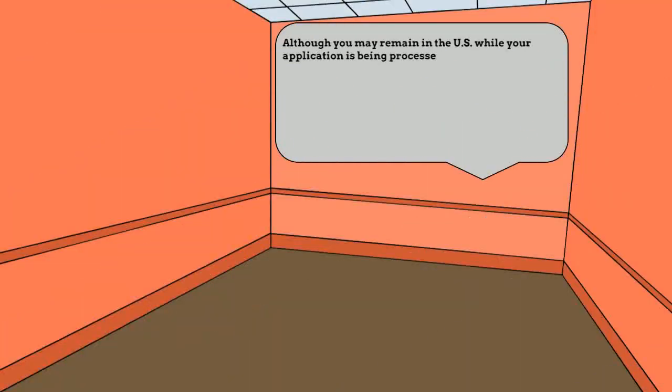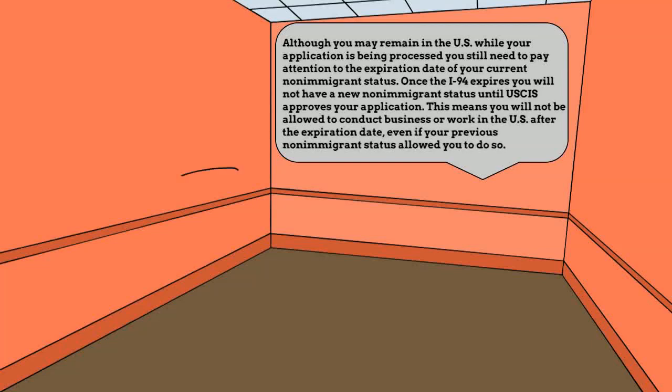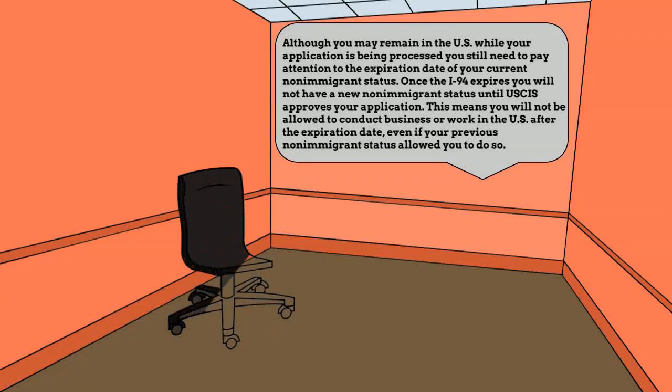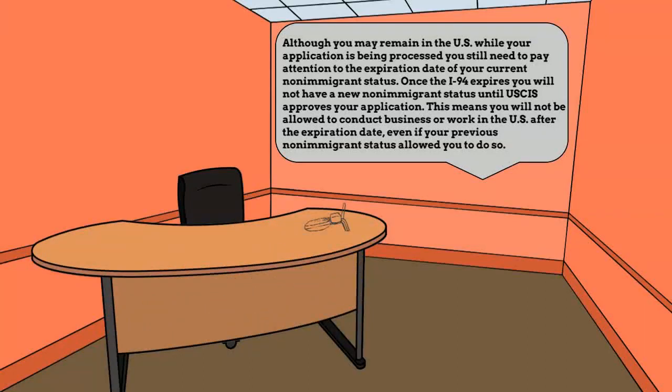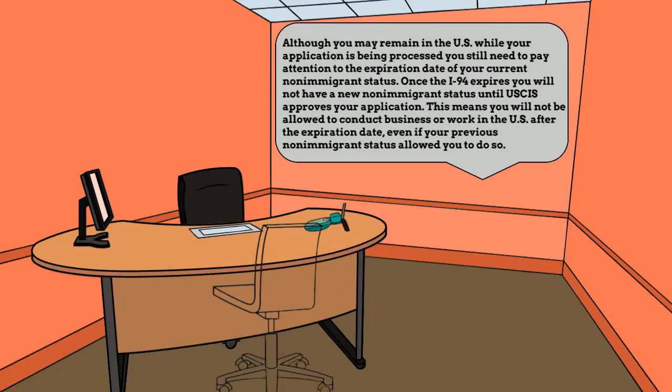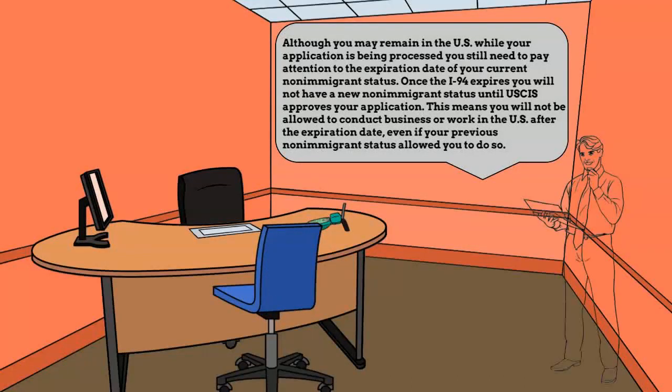Although you may remain in the United States while your application is being processed, you still need to pay attention to the expiration date of your current non-immigrant status. Once the I-94 expires, you will not have a new non-immigrant status until USCIS approves your application. This means you will not be allowed to conduct business or work in the U.S. after the expiration date, even if your previous non-immigrant status allowed you to do so.